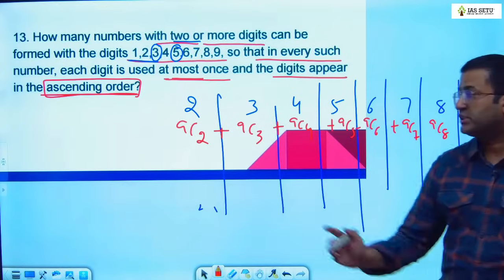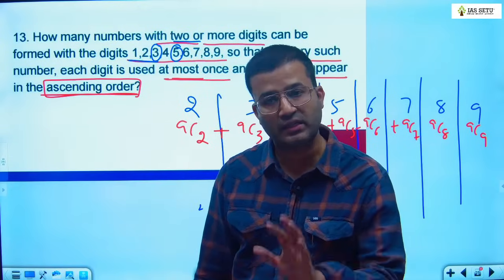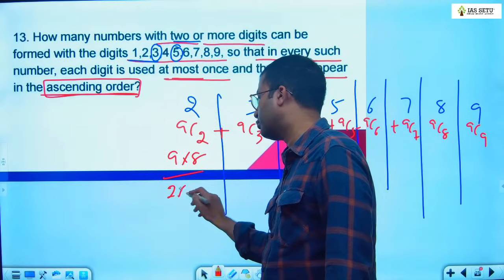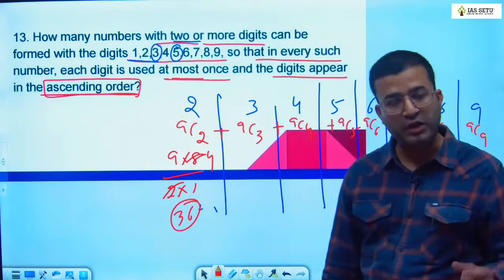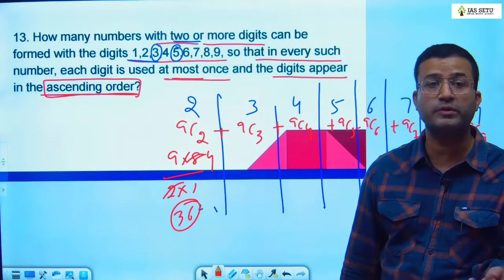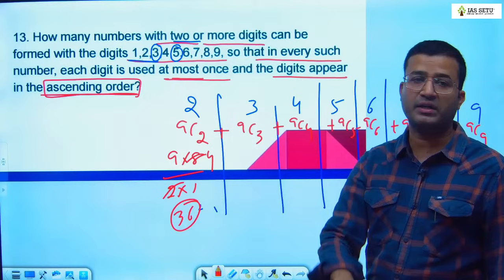मेरे को 9 डिजिट में से कोई भी 2 डिजिट सिलेक्ट करनी है. In how many ways I can select? 9C2. What is 9C2? 9 into 8 divided by 2 into 1, 36. ये 1 and 2 भी हो सकता है, 1 and 3 भी हो सकता है, 1 and 4 भी हो सकता है, 2 and 3 भी हो सकता है, 2 and 5 भी हो सकता है. तो there are 36 2-digit numbers I can make.